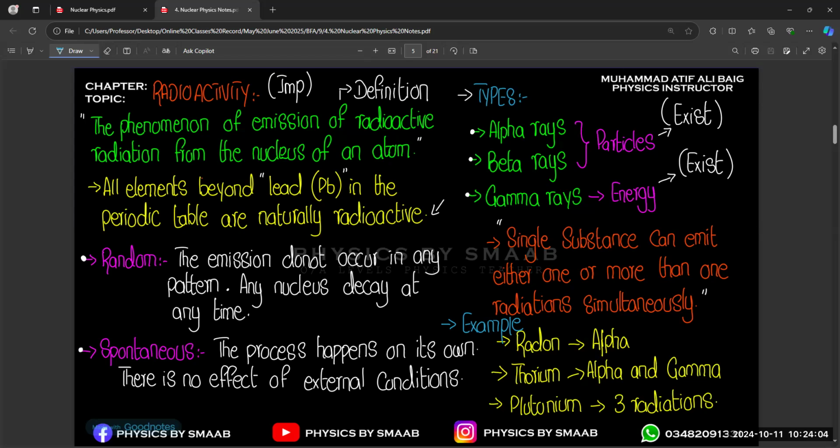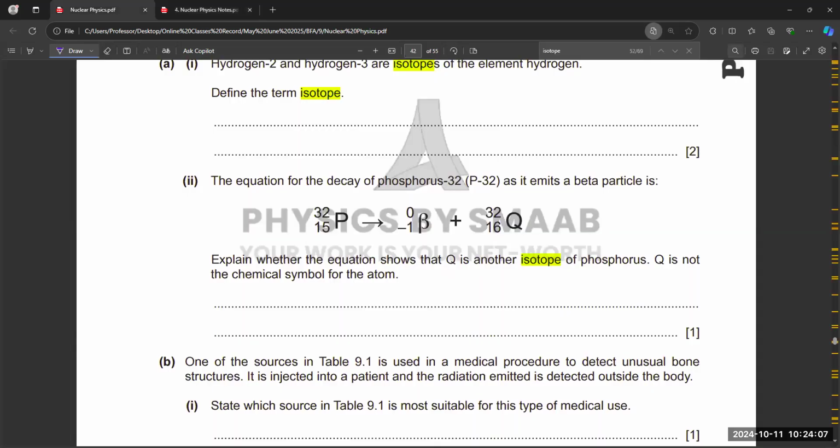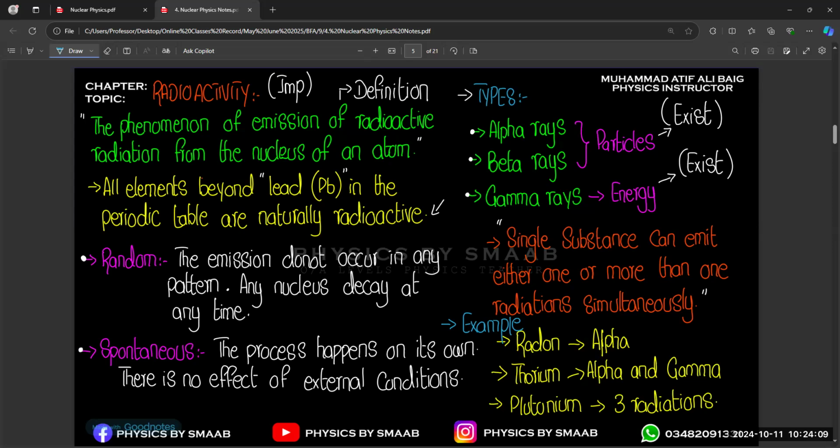But if we compare thorium, right, in the question we also got the word thorium. So thorium emits alpha and gamma. Okay, but the third element, plutonium, emits all types of radiation simultaneously, alpha, beta, gamma, three of them. Okay, so it is not compulsory that one element can only emit one type of radiation. It's up to the element. Maybe that element emits three radiations in a single time, two radiations in a single time, or one radiation in a single time. So it is completely up to the element.